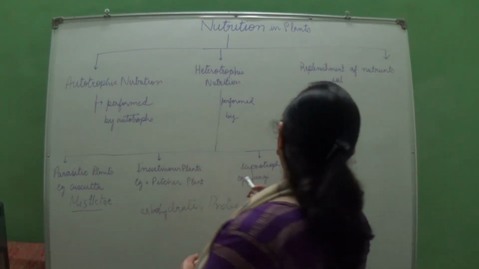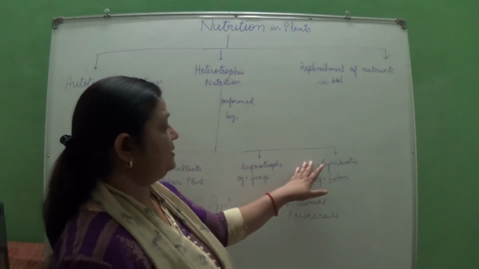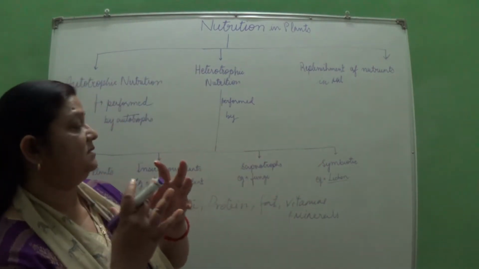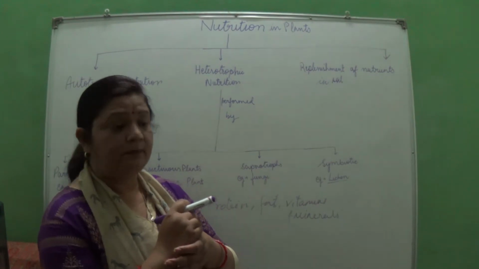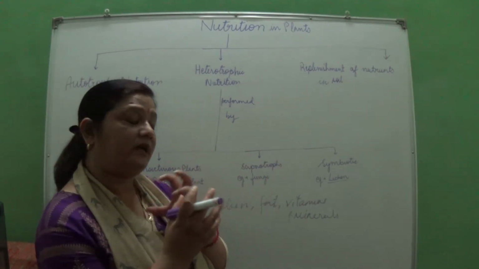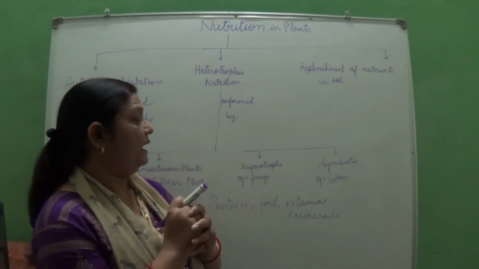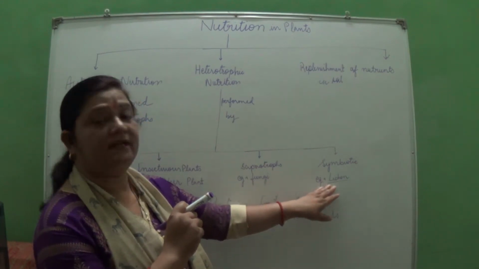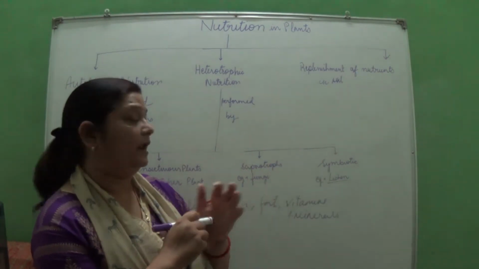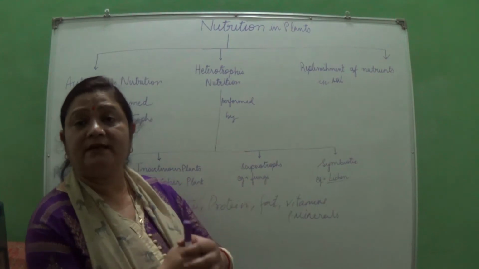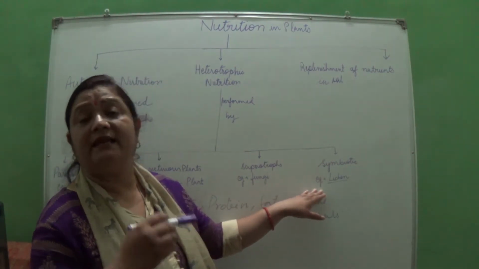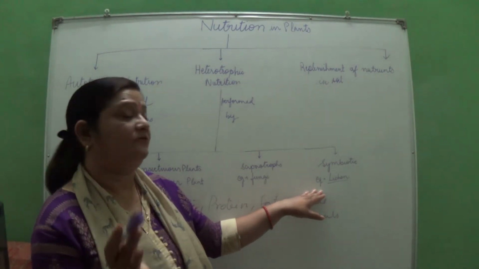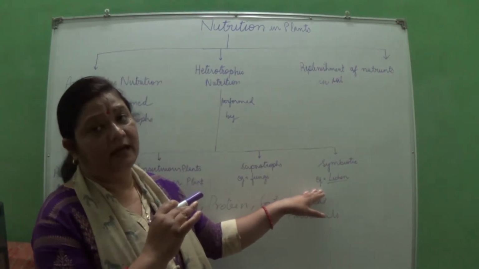And next is symbiotic. What do we mean by symbiotic? It is a mutual relationship between organisms in which both are benefited. Like lichens, which I have written here as an example. Lichens are a symbiotic relationship between algae and fungi, in which algae gives food to the fungi and fungi gives shelter to the algae.